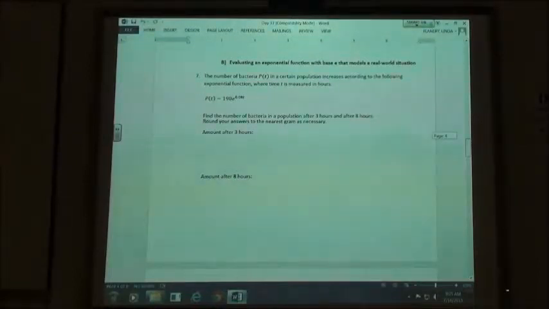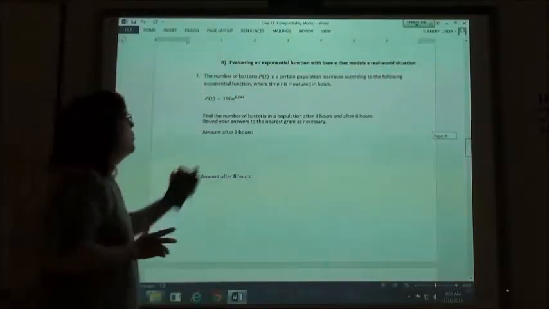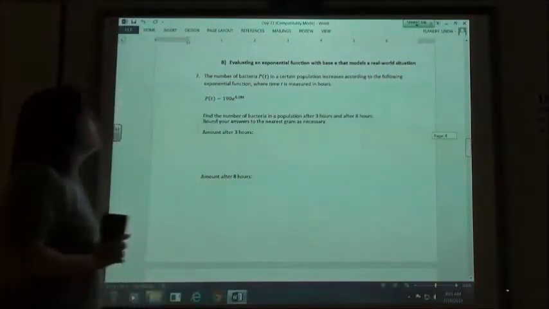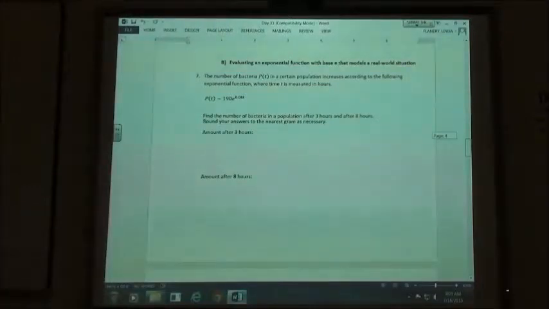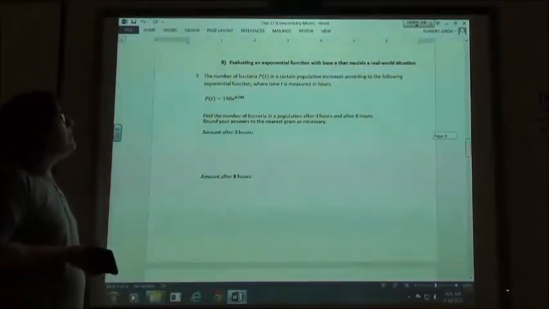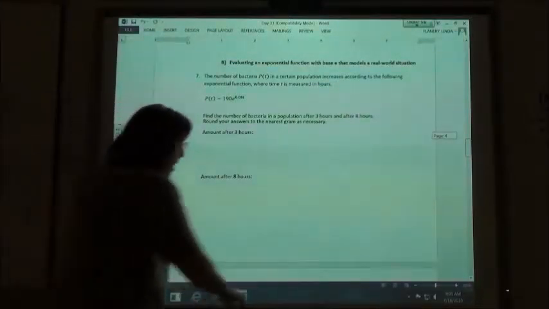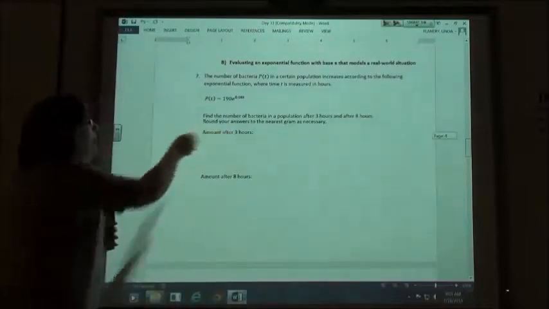So e is roughly 2.7, but it's one of those irrational numbers that keep going and going and going. So when I'm going to do this one, it says the number of bacteria P of T in a certain population increases according to the following exponential function, where time t is measured in hours, and we want to find our answer after 3 hours.